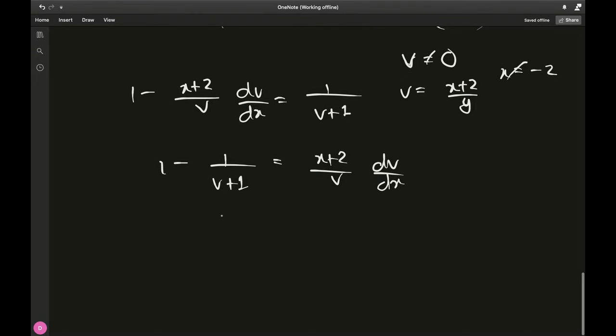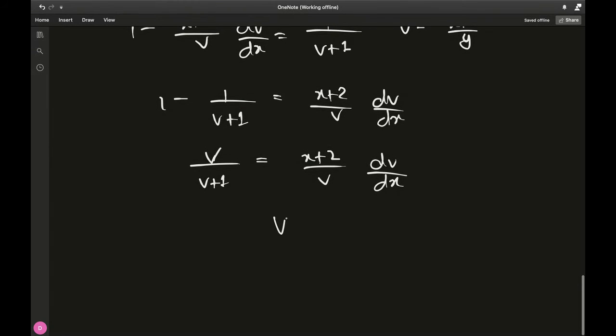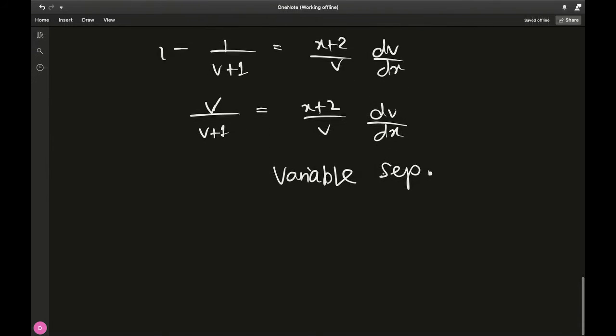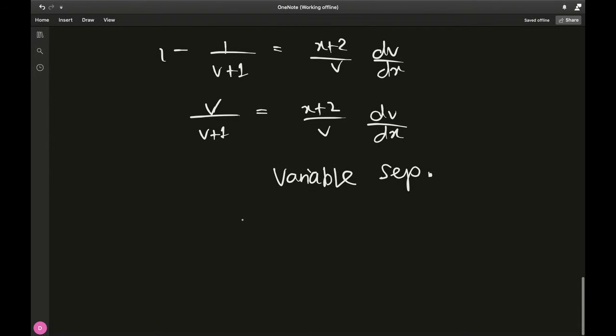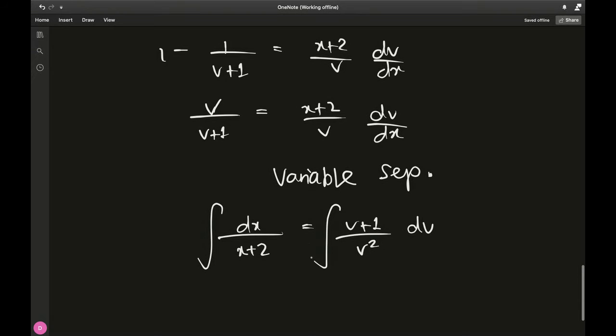This can actually be simplified to v over v plus 1 is equal to x plus 2 over v times dv over dx. And notice this form is variable separable. We can separate the x's and the v's. So I can take dx on that side and x plus 2 like that, being equal to v plus 1 divided by v squared dv, and integrate both sides now.